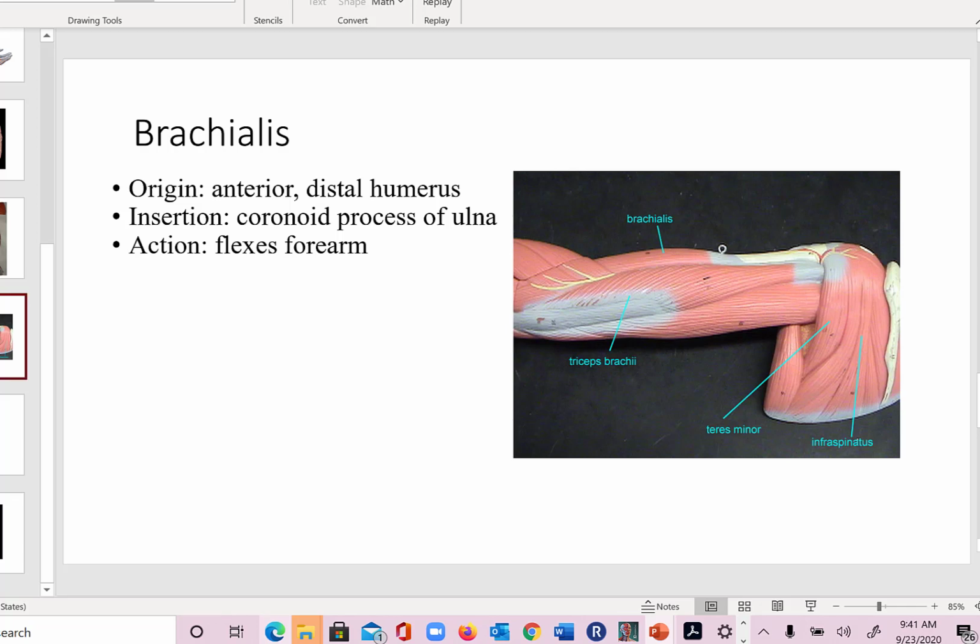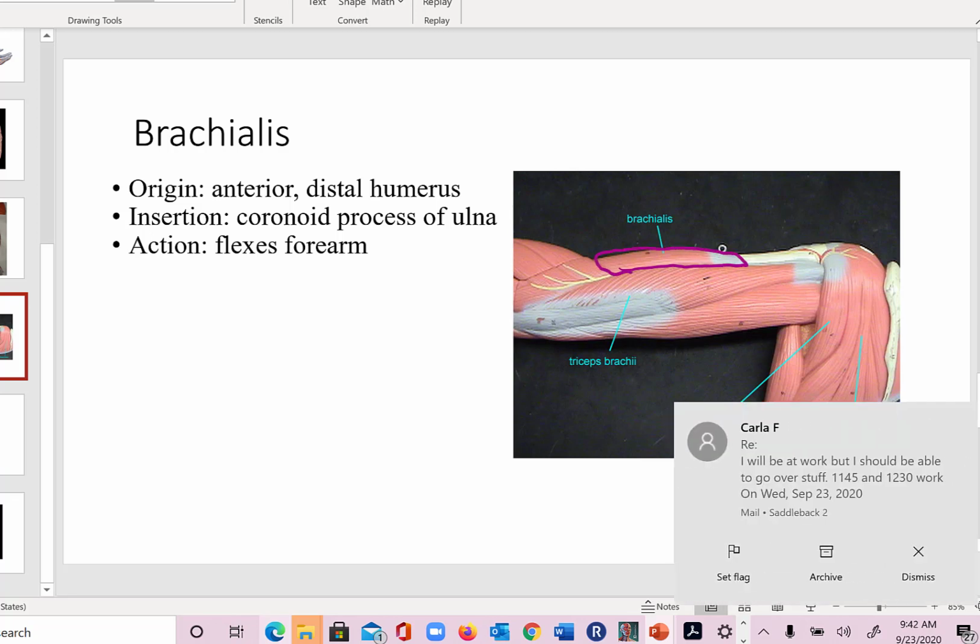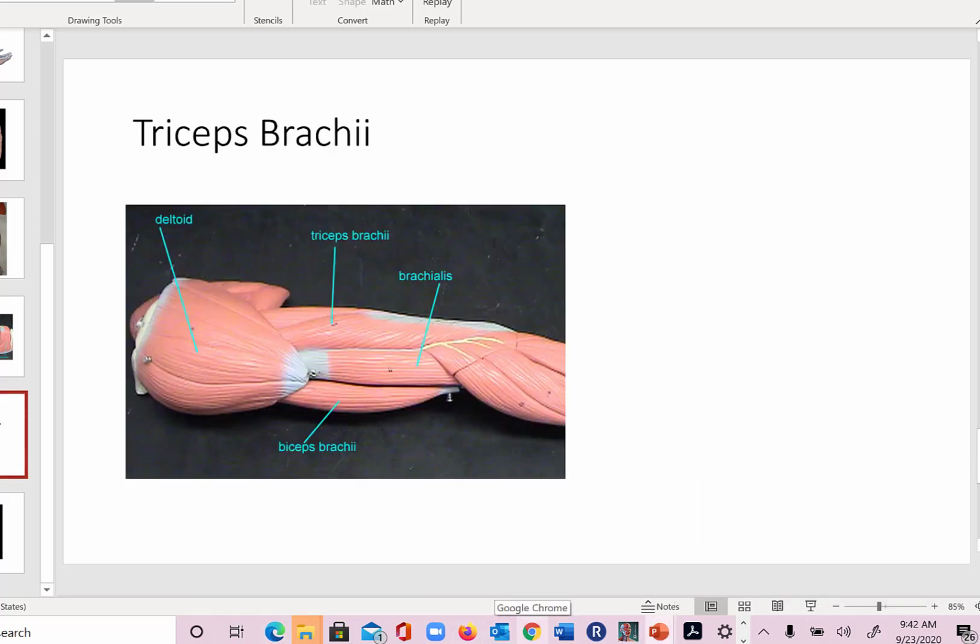So here again is another view of the arm model. We are seeing mostly a posterior view, and we can see a portion of the brachialis sticking out on the anterior side of the humerus. Our last muscle of the arm is the triceps brachii, which is found on the posterior side of the humerus. It has three origins, therefore three main bellies. Has a long head, a lateral head, and a short head.